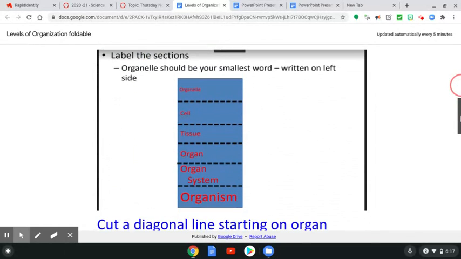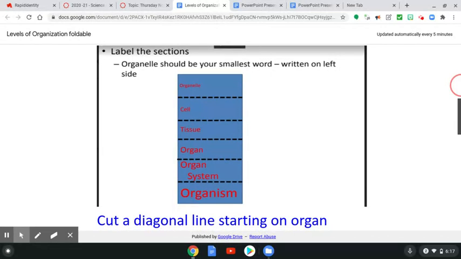You're going to label the doors. Organelle is going to be written small. I understand an organelle is not a functioning unit of life, but we're going to start with organelle because organelles make up cells. Cells make up tissue, tissue makes up organs, organs make up organ systems, and then an organism. And if you notice, the words get progressively larger as you go down.